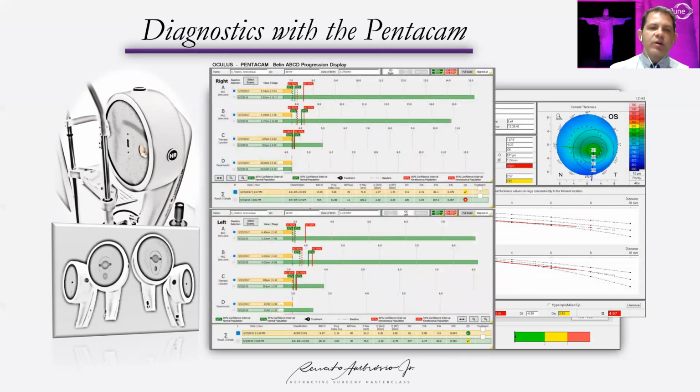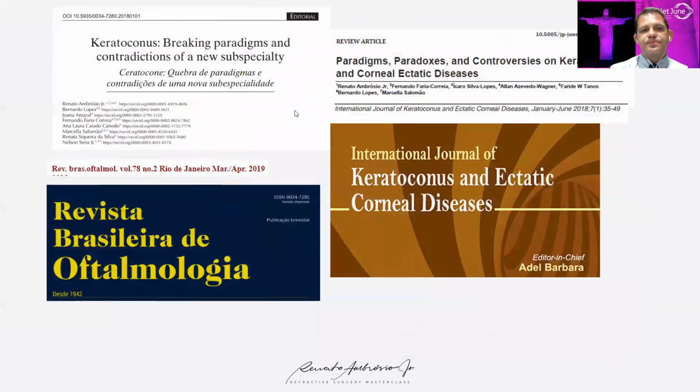Interestingly, Michael Belin has also developed the progression display, looking at the repeatability of the parameters: the radius of curvature at the thinnest point on the front surface and the back surface, and also the thinnest point. And you can see if this patient has a progression that is statistically significant, considering the repeatability of the measurements within a keratoconic and a normal population, which is what we consider for the very mild cases.